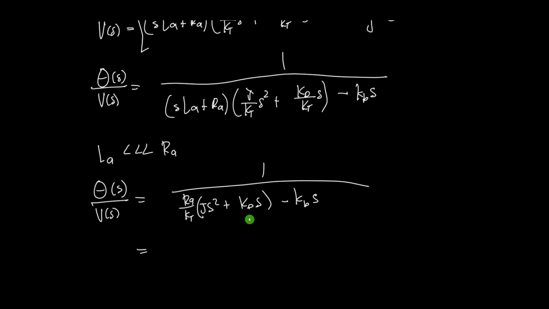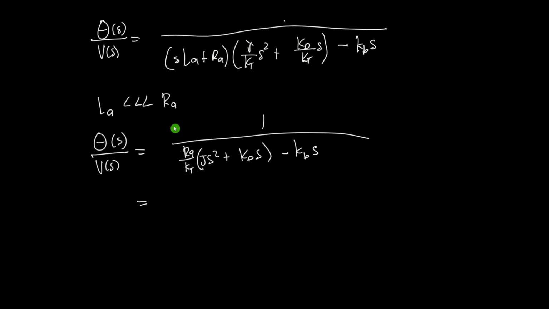What can we do here? We can convert this into a general form so that we can determine our different parameters, the zeta, the omega n also. We can also determine the time constant if you want. So I can multiply this whole thing by RA KT. And also I need to remove this J here, so I need to multiply this with that inverse. To remove this J, we have KT all over RA.